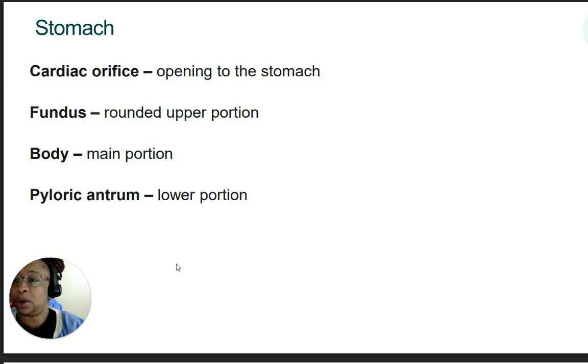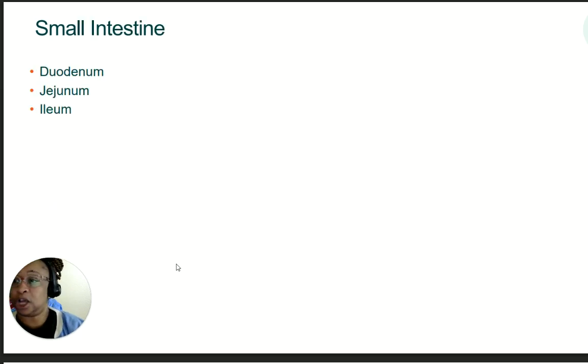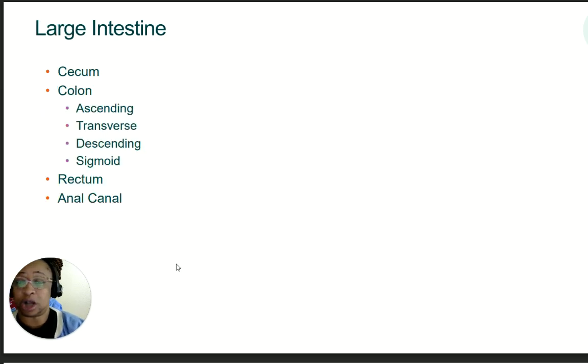The stomach. We have the opening of the stomach, the round upper portion of the stomach, the main portion of the stomach, which is the body, and then we have the lower portion. Okay, this is part of the stomach functions. Small intestines, large intestines, which includes the colon, the transverse, the descendant, the sigmoid, the rectum, and the anal cavity.